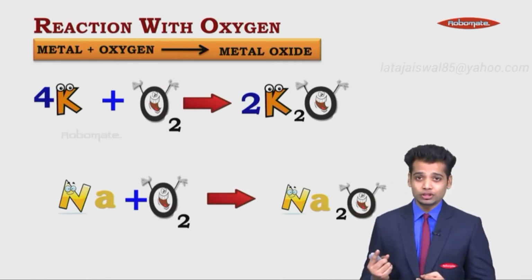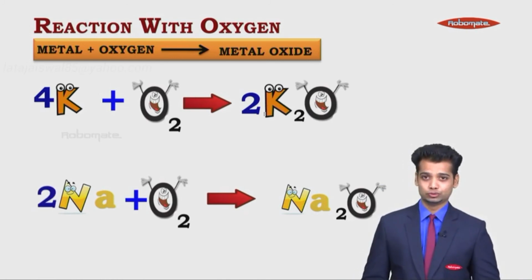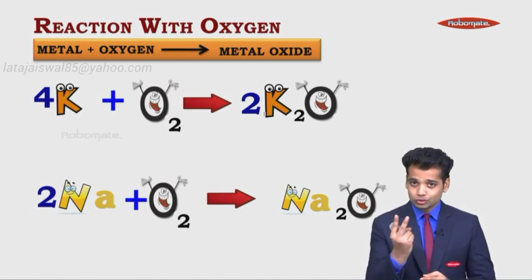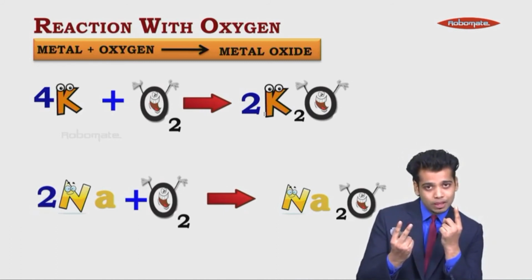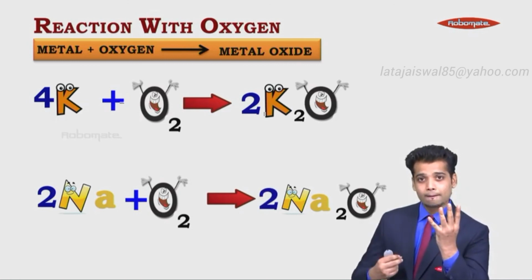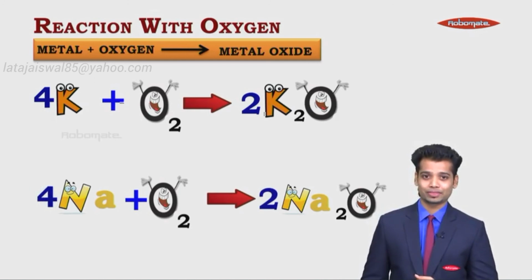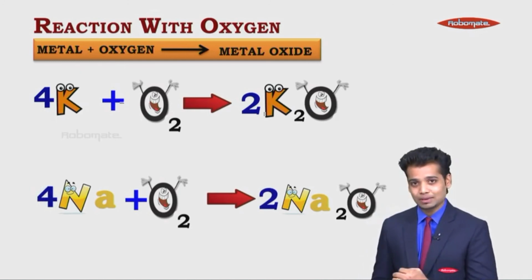Na is 1 on the left hand side, 2 on the right hand side. So you'll multiply Na by 2. When O is 2 and O is 1, you multiply 1O by 2, making Na 4. Multiply by 2, 2 into 2 is 4. This is how you balance chemical equations.